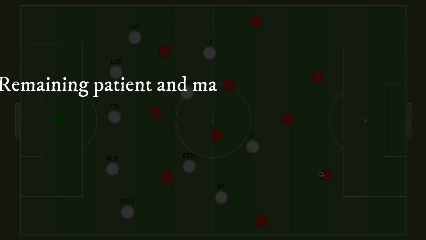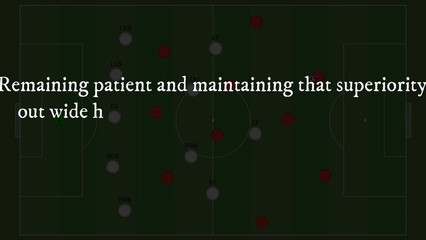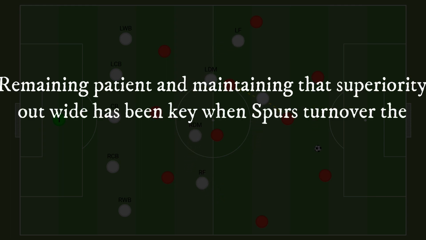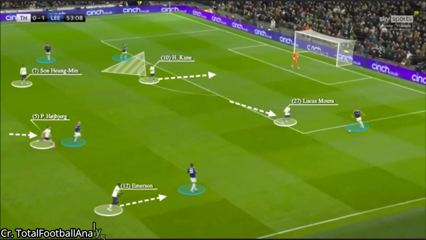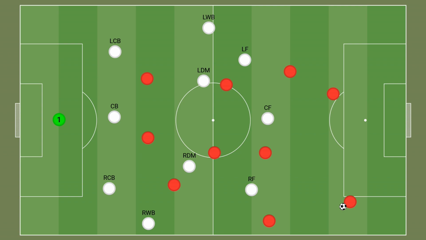Remaining patient and maintaining that superiority out wide has been key when Spurs turn over the ball in the wider areas. But as said before, Tottenham have also demonstrated a higher press with a higher defensive line to stop sides from playing, which results in more intensity off the ball. In an attempt to stop teams from playing out the back, Harry Kane will look to block off the central passing options, whilst the ball-sided winger will look to press the man on the ball.